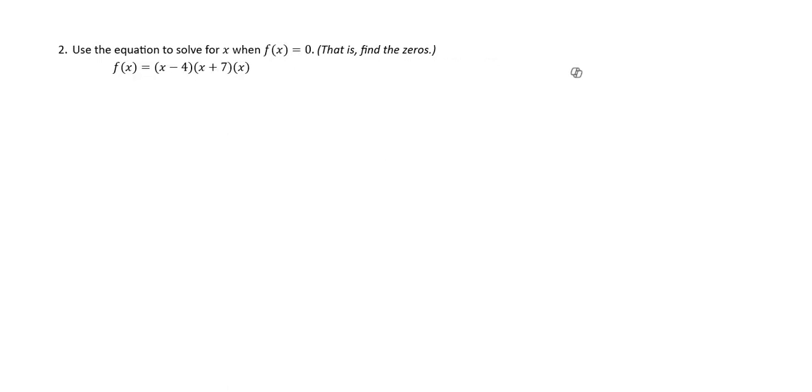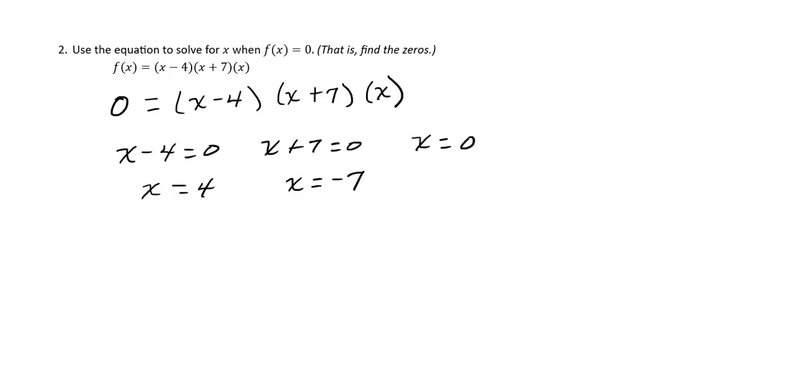Problem 2 says to use the equation to solve for x when f of x is equal to 0, that is, find the zeros. I want you to be sure that you understand there's several different ways that you can basically be asking the same question. So you really need to be sure that you understand the vocabulary and really what's going on with the relationships between the different representations of zeros and factors. So this is the equation I'm asked to solve. And again, I'm going to solve that by setting each of my factors equal to 0. And those are my solutions.